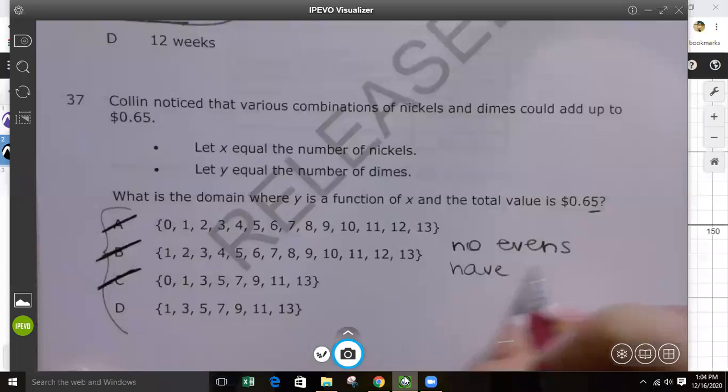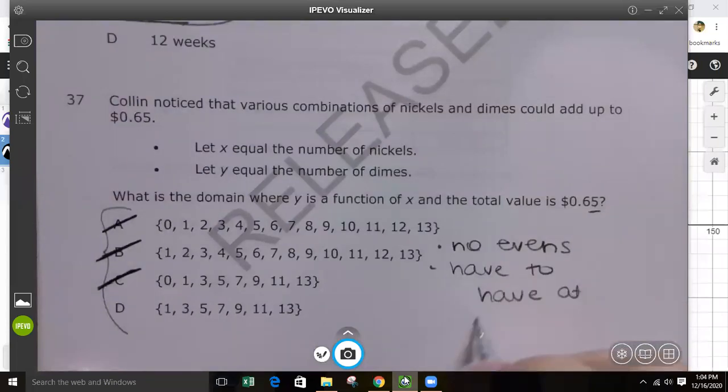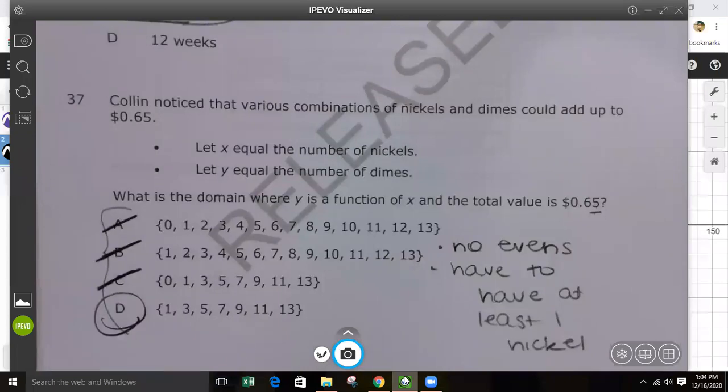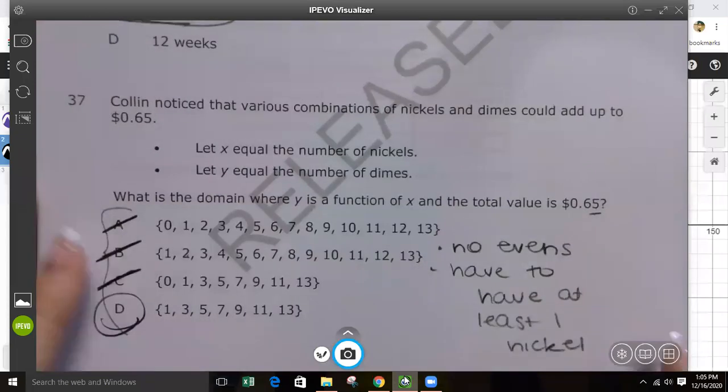And we have to have at least 1 nickel. So it's always going to be an odd number. Okay. So your answer is D on this one.